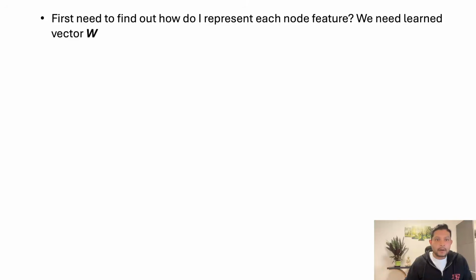First we need to find out how to represent each node feature. Okay, so it's important to pay attention here. I'm talking about each node feature. Okay, so we need a learned vector. And why? Because we do not have an initial representation of node features based on which we can start learning. If it sounds a little bit confusing, then go back to the previous slide, and there you will see that we have only node versus feature relation, but no information about the feature itself.